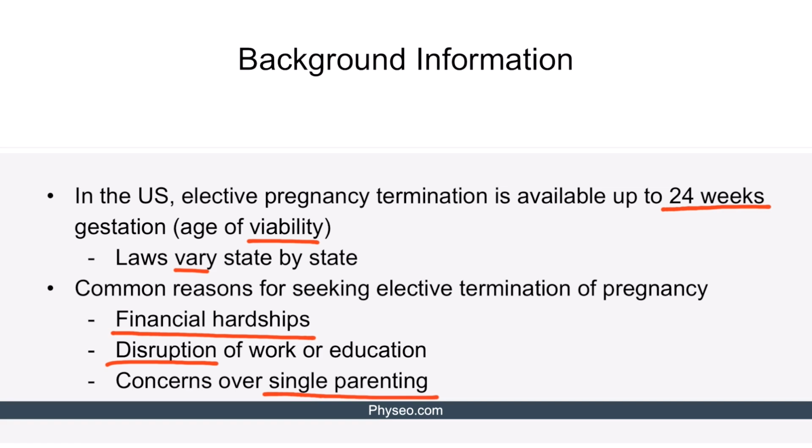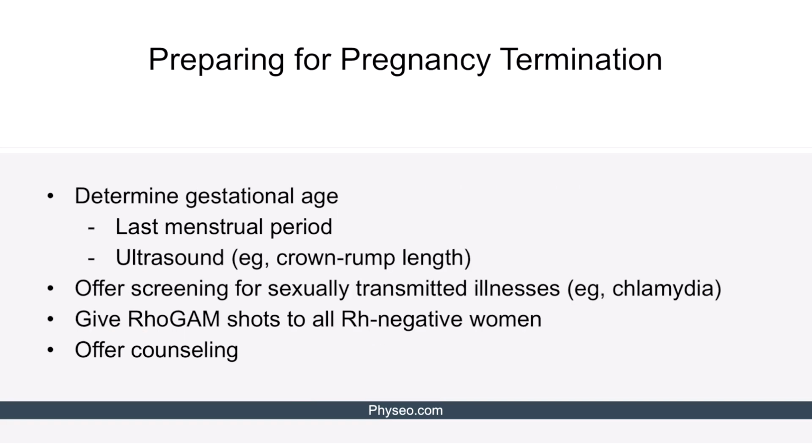Okay, with that background, let's talk about how you prepare for pregnancy termination. Now, there are several important steps that must be taken when preparing for this. First, clinicians should determine the gestational age of the pregnancy, and you can actually estimate that using the first day of the last menstrual period or using ultrasound. For example, using ultrasound, you can measure the crown to rump length.